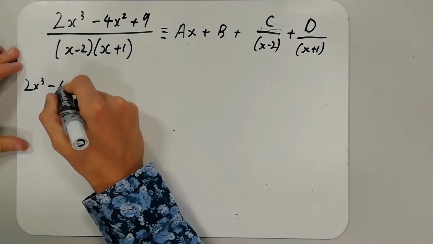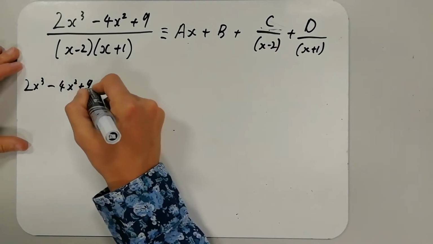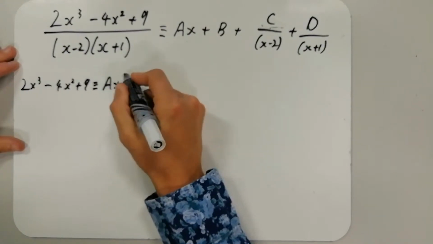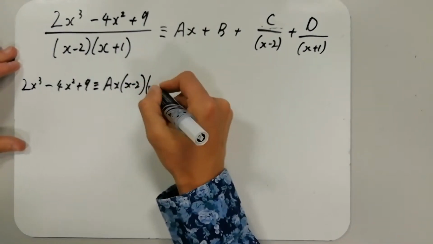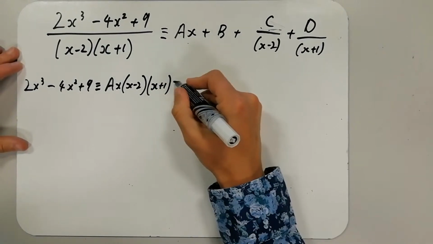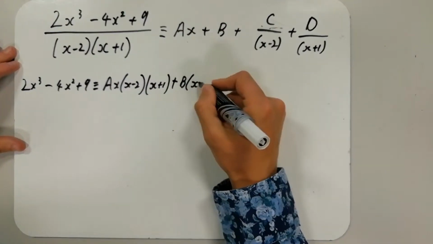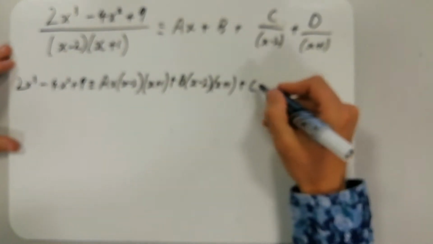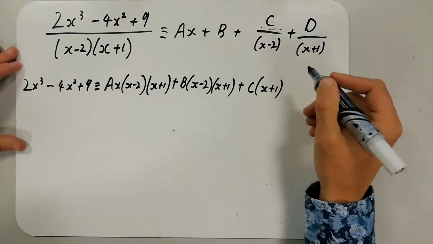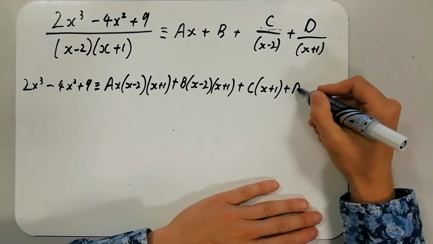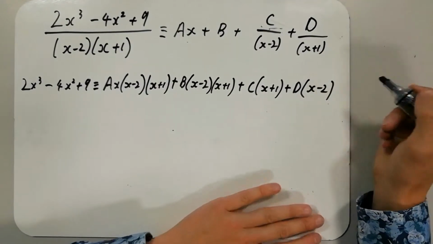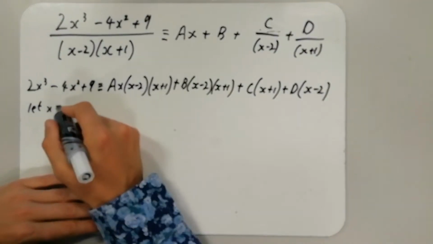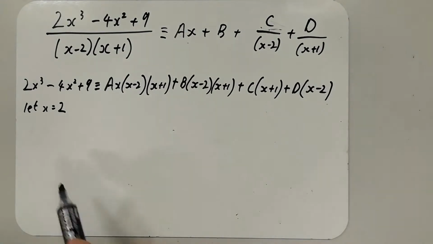2x cubed minus 4x squared plus 9 is going to be exactly the same as ax, x minus 2, x plus 1, plus b lots of x minus 2, x plus 1, plus c lots of x plus 1, now I'm getting the factors to cancel, plus d lots of x minus 2. Same as before, let x equal 2 is probably the nicest way to start.